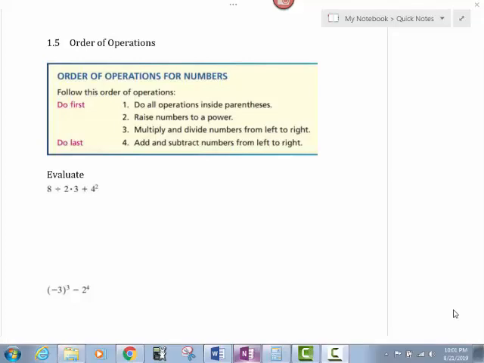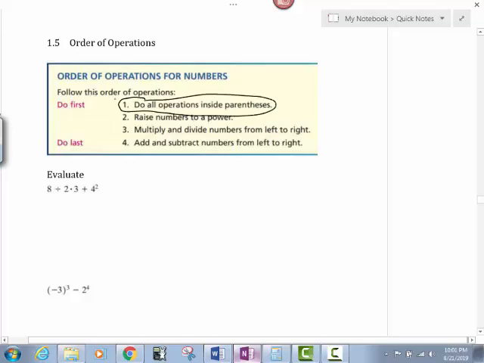Okay, section 1.5 deals with the order of operations. So the order of operations involves 4 steps. So we're going to go through each of them. The first one says do all operations inside parentheses. The second one says we're going to raise numbers to a power if we have exponents. That's what we're referring to there.